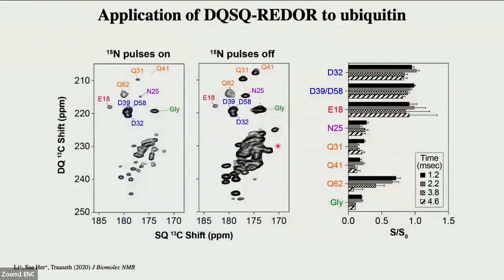And this worked pretty well. We demonstrated this with ubiquitin. So you can see the two data sets of this double quantum, single quantum experiment in the presence of the N15 pulses and in the absence of the N15 pulses, without the dephasing. And what you see, if you plot the S over S naught values for the different sites, is that we retain quite nicely the aspartate and the glutamate signals, but we dephase nicely the asparagine and the glutamine signals as well as the backbone sites. Some of the glutamine signals require a little bit longer dephasing due to some dynamics that are present.